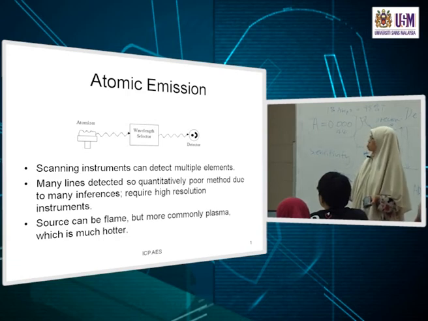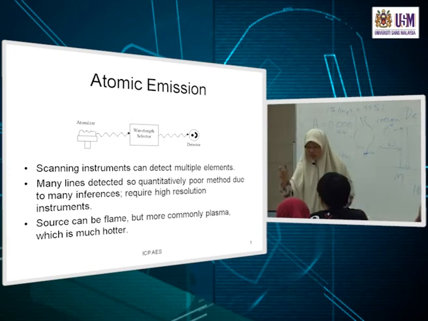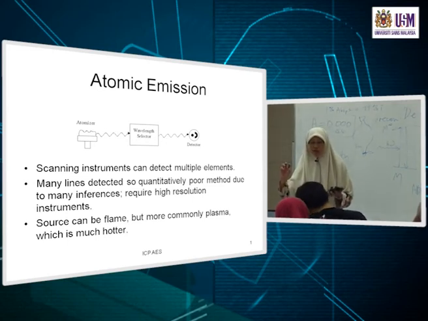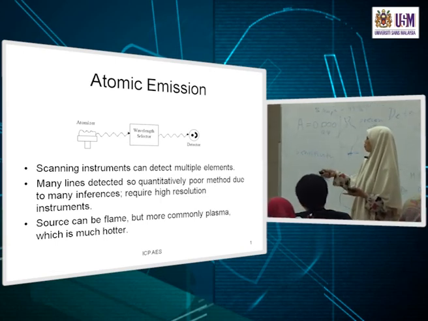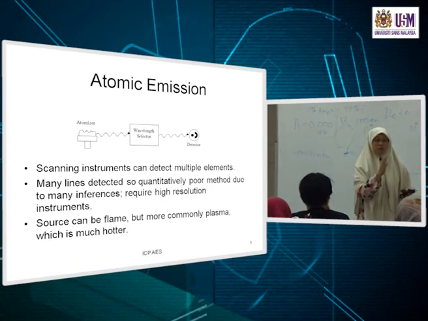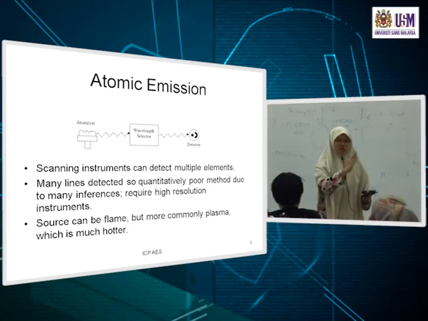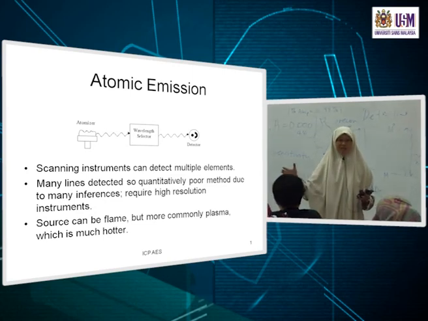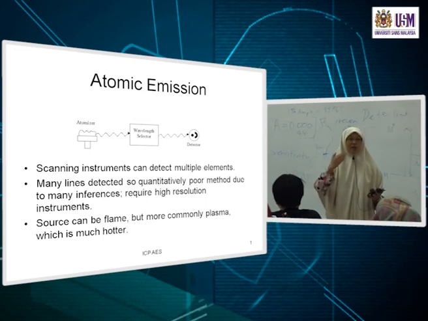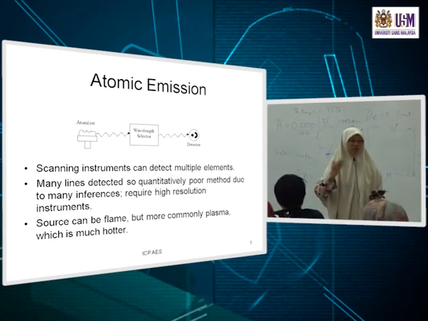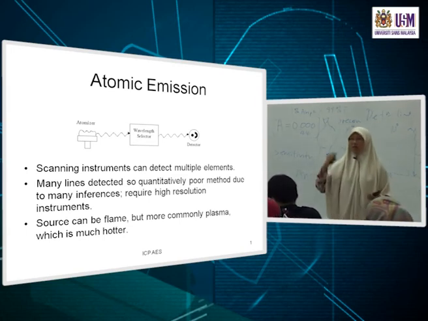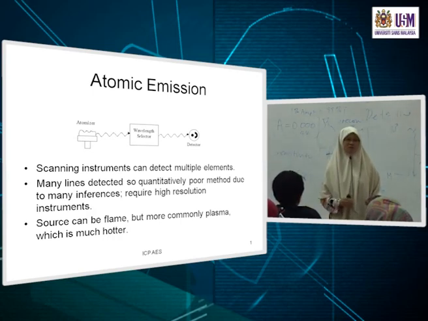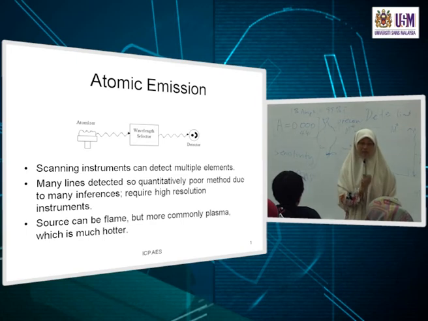Here we talk about scanning instruments, where for your AAS wavelength selector, you only have to set the wavelength. If I want to do copper, I set at 324 nanometers. Here, we can scan the wavelength. I can say, okay, I want to look at between 300 to 600. I set the lower limit and the upper limit, and the instrument will scan it automatically according to a certain rate. And we can say that we want to take readings at 324, at 400, at 450. So at those particular wavelengths, it will take a reading.